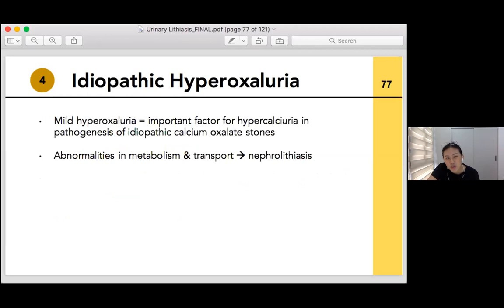And lastly, idiopathic hyperoxaluria. They have suggested that mild hyperoxaluria is an important factor, as hypercalciuria is, in the pathogenesis of idiopathic calcium oxalate stones. So the abnormalities in the metabolism and transport of oxalate can contribute to the nephrolithiasis.